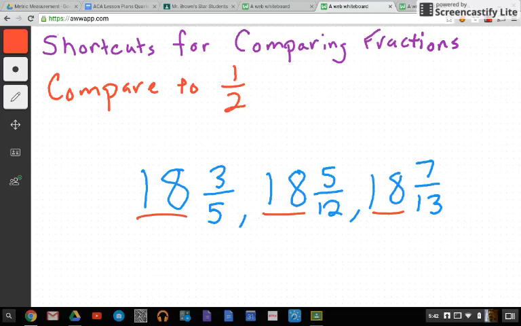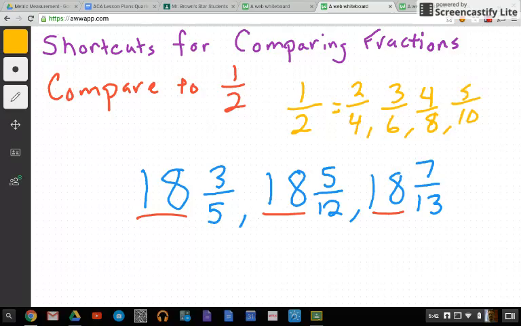Now, 1/2, as we have talked about, has equivalent fractions. So we could get 1/2, and if we multiply by 2/2, we get 2/4. If we multiply it by 3/3, we get 3/6, and then 4/8, and then 5/10. And if you notice, every single one of these, and we talked about this in class, the numerator is exactly 1/2 of the denominator. So you can use that to help you compare these.